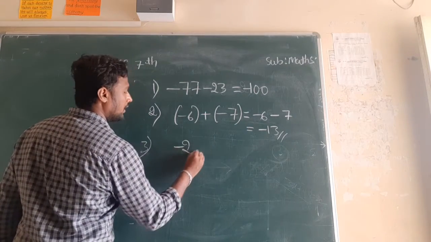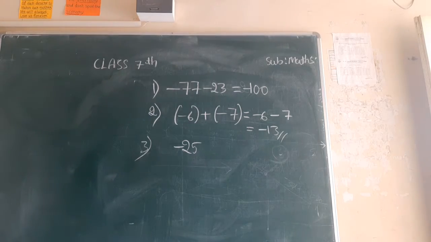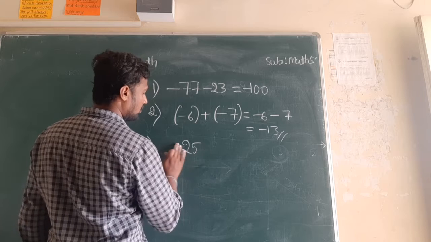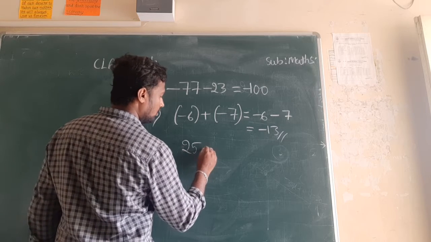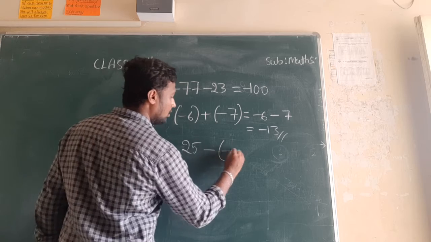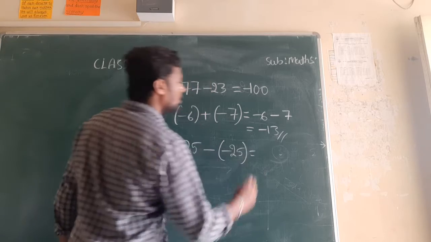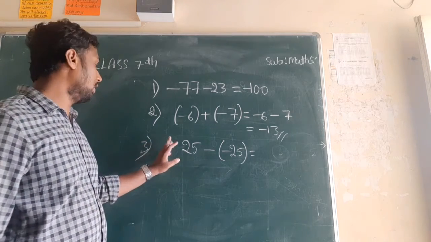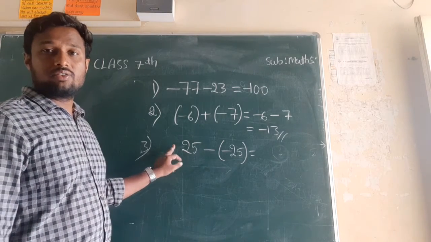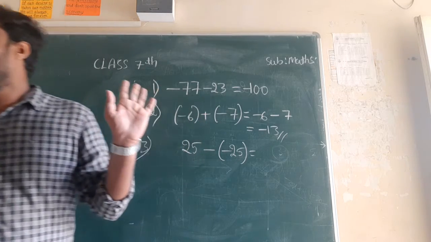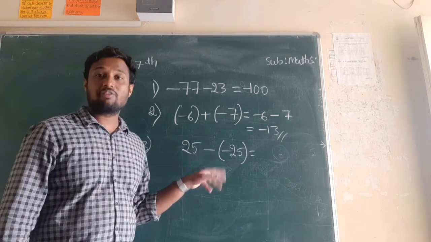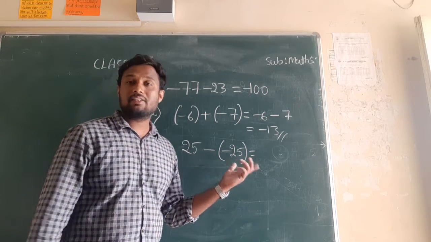Minus 25, this is not in our textbook, so I will consider some other example. Otherwise we will do one thing: plus 25, minus, into bracket, minus 25. Here 25 is nothing but, I am not considering any sign here. There is no sign, which means it is a positive integer only. So plus 25 only. Next I have minus, after that what I have written in bracket, minus 25.